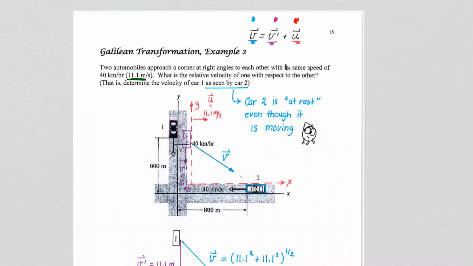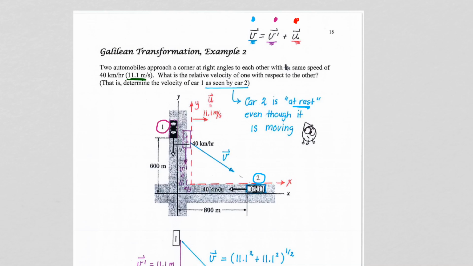Now, we're given some further clarification here, which you may or may not be given in other questions. So here we are told, determine the velocity of car 1 as seen by car 2. Now that language, as seen by, is very important. As seen by tells you that that will be the, and I have it in quotes here, the at-rest observer.